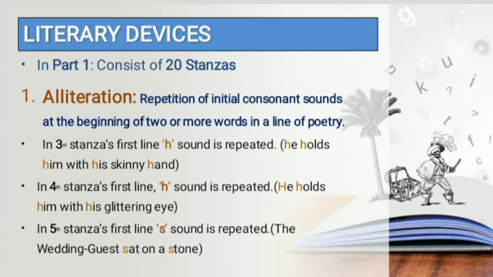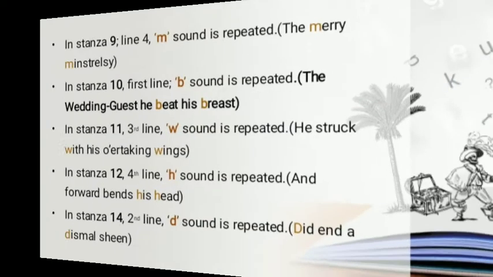Number first, in the third stanza's first line, the H sound is repeated: he holds him with his skinny hand. Number second, in the fourth stanza, first line, the H sound is repeated: he holds him with his glittering eye. Number third, in the fifth stanza, first line, the H sound is repeated: here the wedding guest sat on a stone.